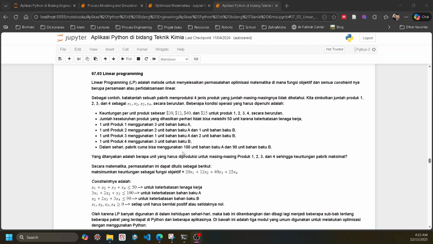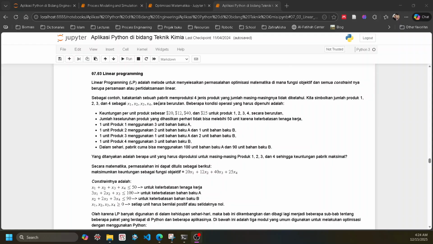Hi, now we're talking about linear programming. So linear programming is a way to solve optimization problems where both the objective function and the constraints are all linear.